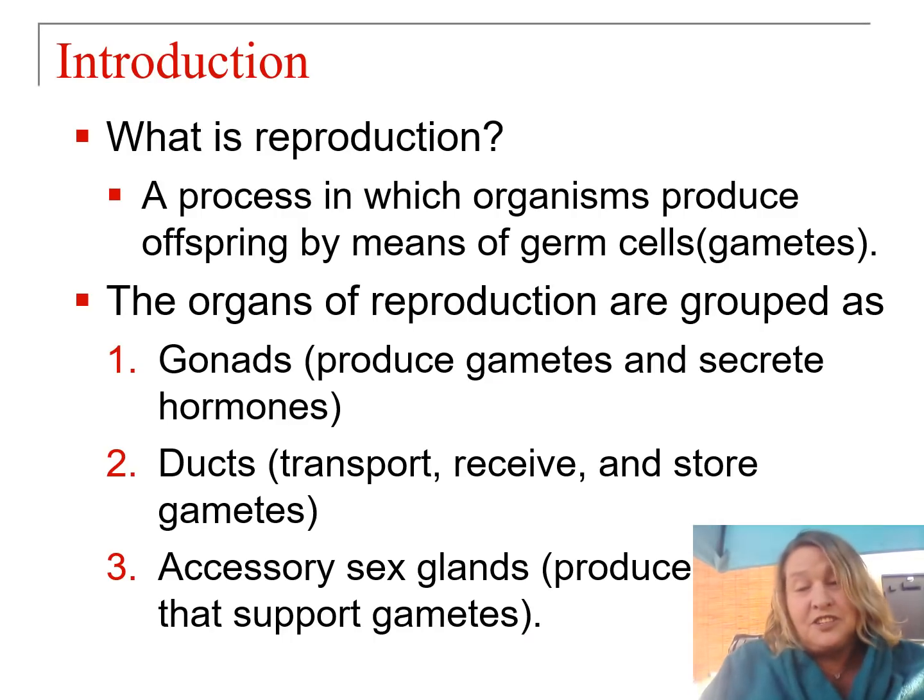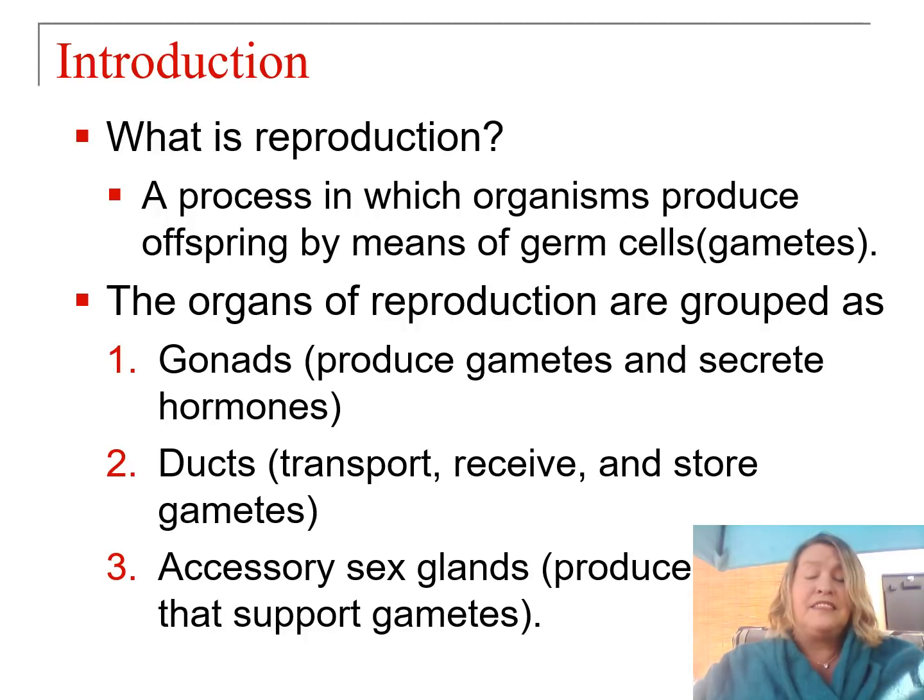So, what is reproduction? Officially, physiologically, anatomically, it's a process in which organisms produce offspring. And they do so by means of the gametes or germ cells. That would be the sperm and the egg. We have the organs of reproduction. You have the gonads, the ducts that are all the transport mechanisms, storage, things like that, and the accessory sex glands. And those help support and allow for the gametes to mature. And we'll go through all of these situations.